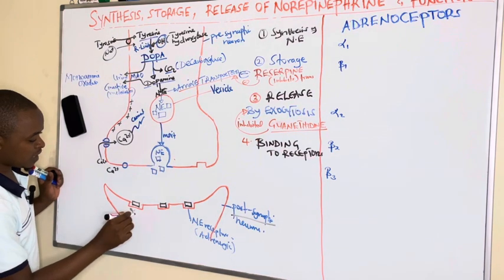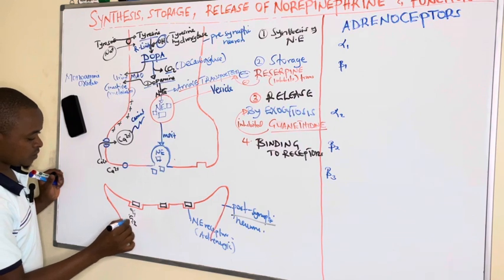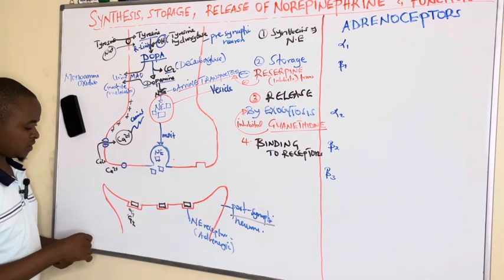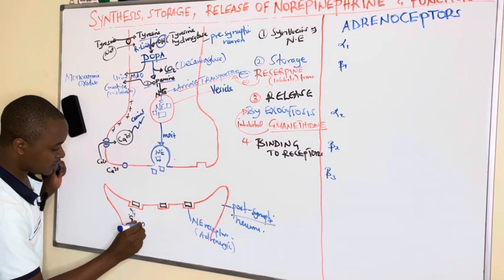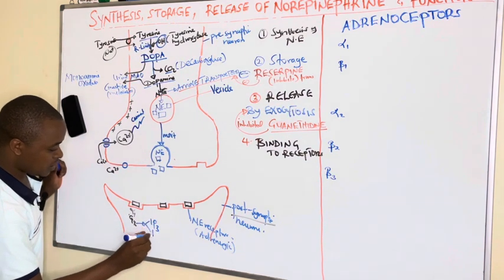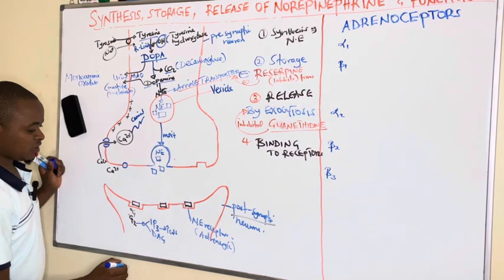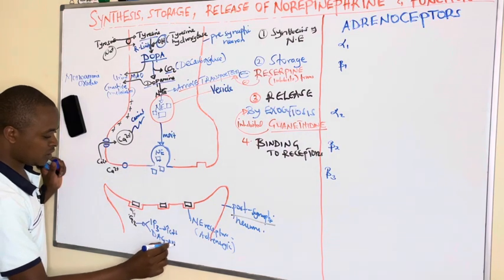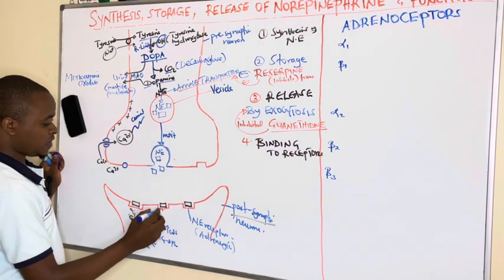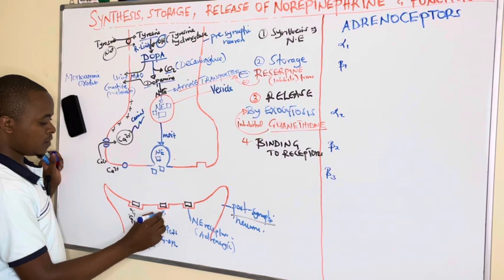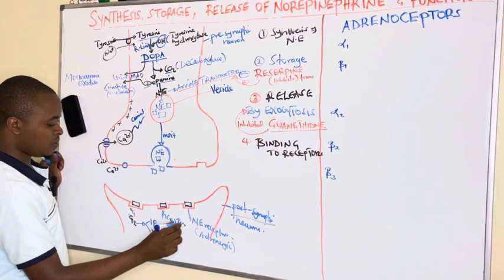If the receptor is alpha 1, which is Gq, a G-coupled receptor, we see it activating second messengers, that is IP3 and DAG. IP3 causes an increase in calcium ions intracellularly, and DAG causes phosphorylation, hence bringing the response. If it binds to maybe beta 1, which is Gs, it will lead to an increase of cyclic AMP.